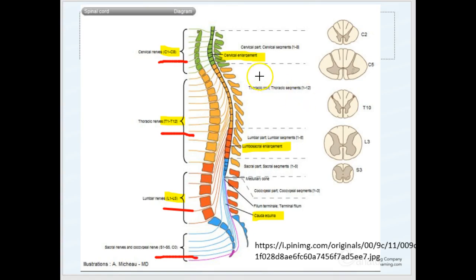What I want to talk to you about is with the spinal cord, there's a cervical enlargement, and the reason we have a cervical and a lumbosacral enlargement is because we need more nerves to go to the upper and lower extremities. The other thing that I want to point out is the end of the spinal cord is right here, and that's approximately at L2. So that is why we do epidurals below in this area, so we don't damage the spinal cord.